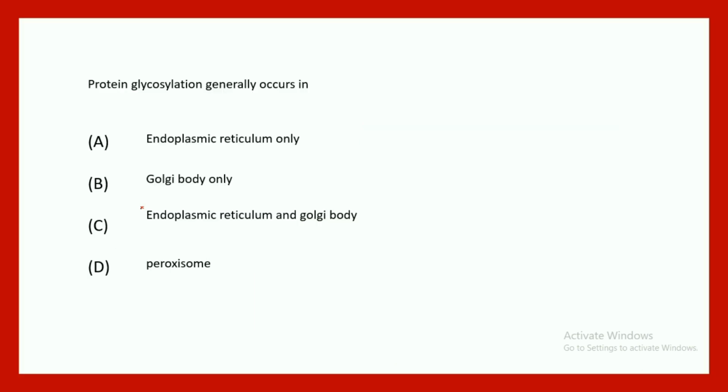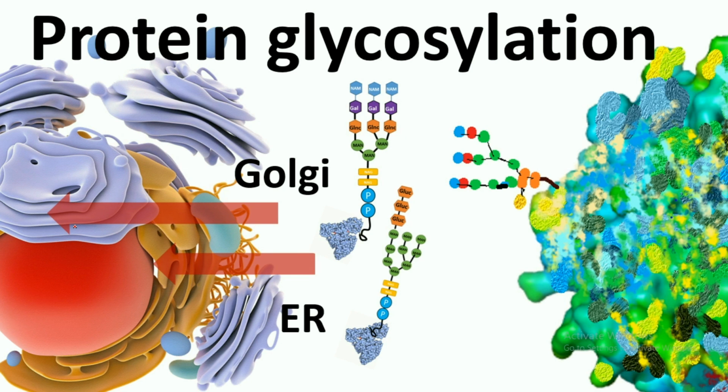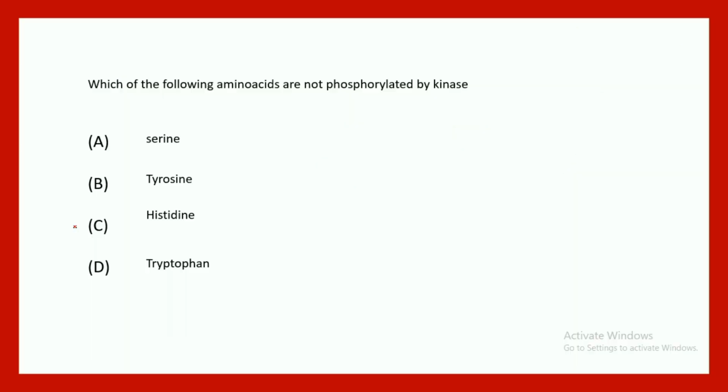Now protein glycosylation generally occurs in endoplasmic reticulum only, Golgi only, or endoplasmic reticulum and Golgi both. Let me tell you, endoplasmic reticulum and Golgi both are places for glycosylation. Generally, N-linked glycosylation is unique to endoplasmic reticulum, but in general, glycosylation also takes place in the Golgi. So remember this picture: in Golgi and ER, both places glycosylation can take place.